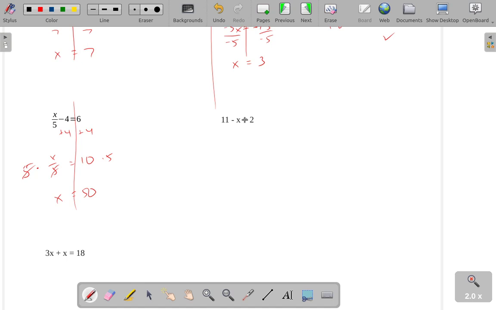11 minus x equals 2, just like the one that's directly above this. I would want to think of this as adding the opposite of x, or adding a negative 1x, if that helps. So we're taking x, we're changing its sign by multiplying by negative 1, then we're adding 11. If I want to undo these, I'll start by subtracting 11 from both sides to undo the addition. We get the opposite of x equals negative 9, or negative 1x equals negative 9. Then I'll divide both sides by negative 1 to get rid of that coefficient. We get x equals 9.